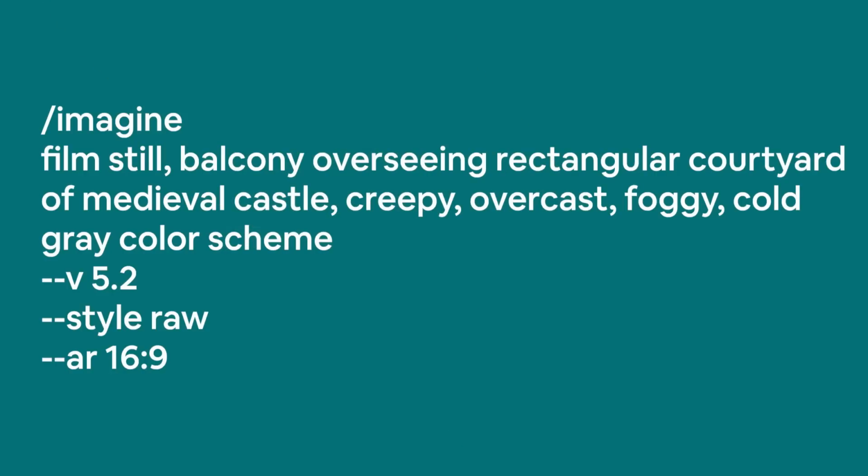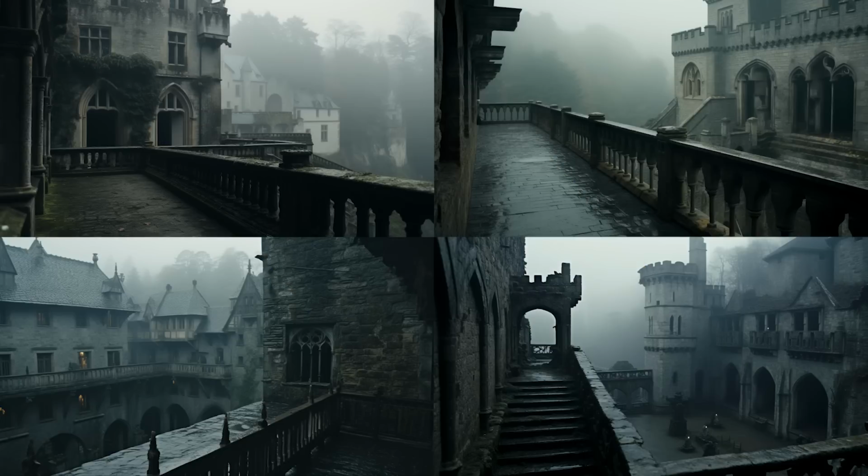But let me show you some examples of what I mean. I mostly used the following prompt as well as slight variations of it. Film still, balcony overseeing rectangular courtyard of medieval castle, and then it's just the rest of our prompt. This particular prompt gave me the following images. Now, I didn't get all of these in the same attempt. These are literally just the best ones that I picked from all of my rerolls. They aren't perfect, but they are good enough as starting points for derivative shots for a specific scene.